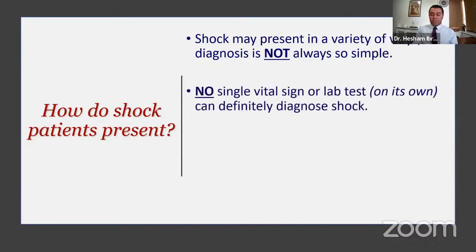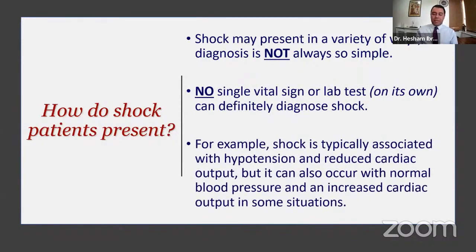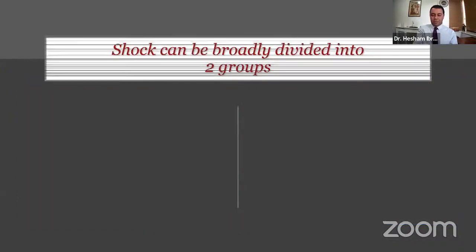simple, because there is no single vital sign or lab test on its own that can definitely diagnose shock for you. So for example, shock can present typically with hypotension and decreased cardiac output, but in some types of shock, the blood pressure will be normal and the cardiac output may even be high, and it is still a shock state. So this is the hard bit about diagnosing and spotting the shocked patients.